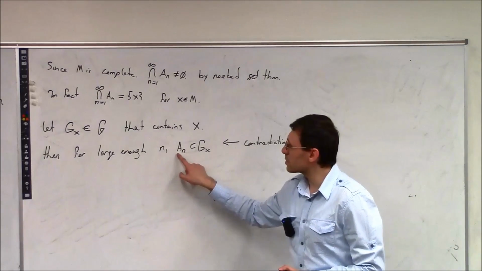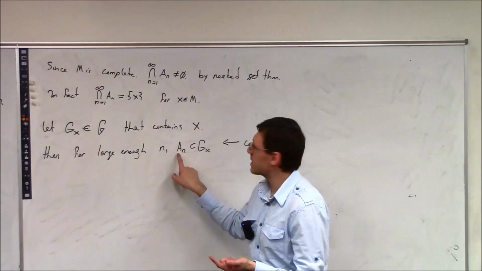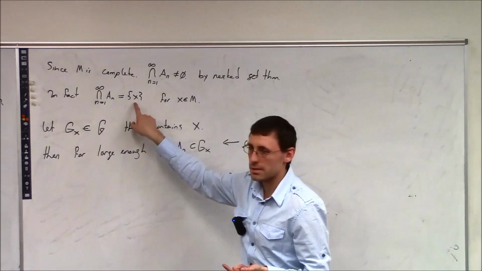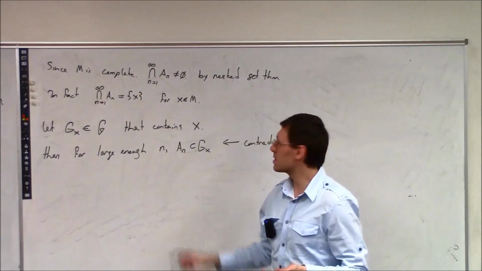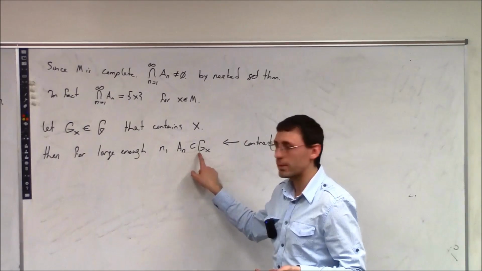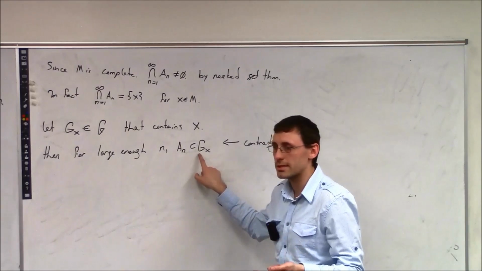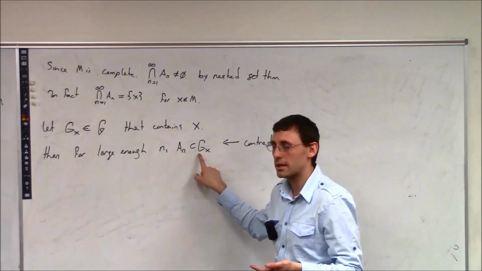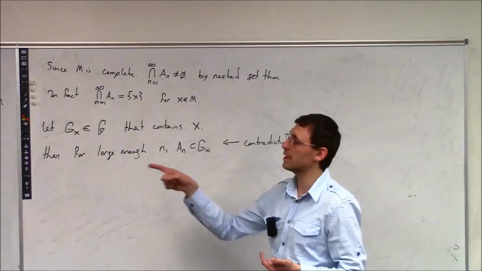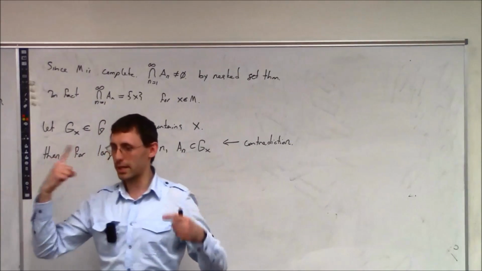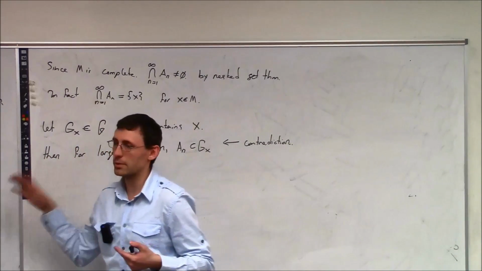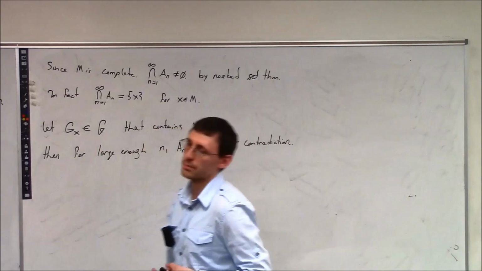Each A_n contains the point x, obviously, because x is in the intersection. So that will force A_n to be a subset of this G_x for a big enough n. That's the contradiction, because that implies that eventually the A_n are covered by exactly one element, but they are supposed to not be covered by finitely many elements.